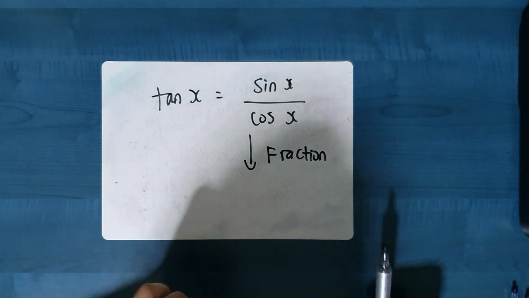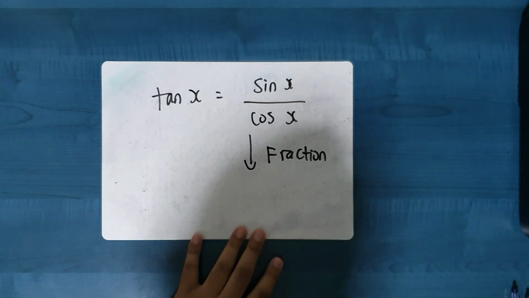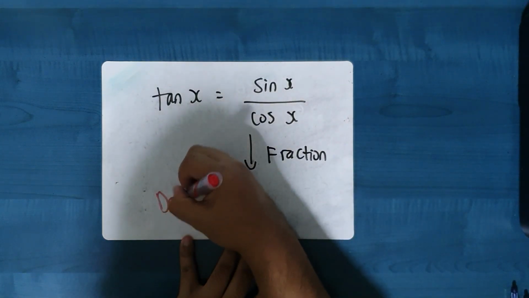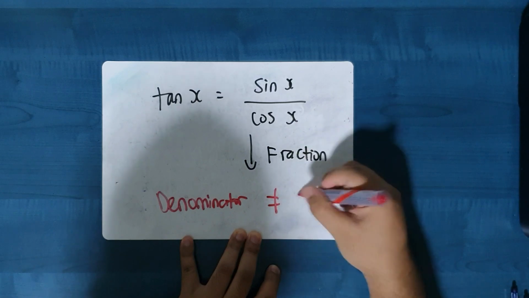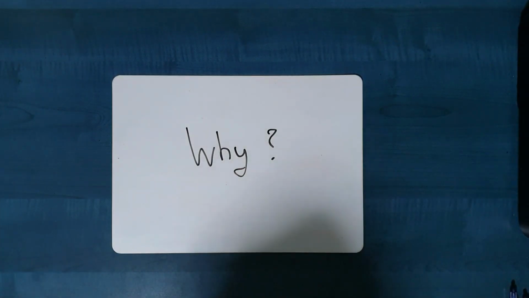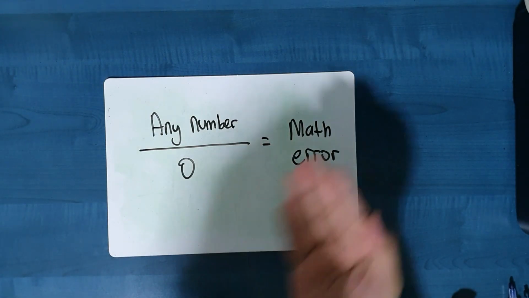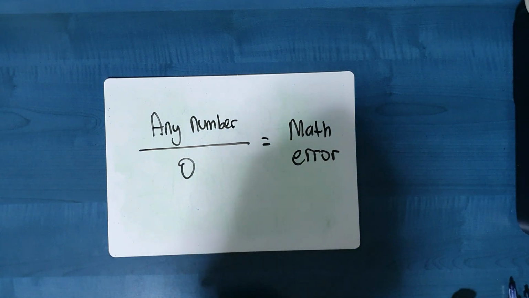Now, there is one condition for a fraction to exist. For a fraction to exist, its denominator cannot be 0. But why? Because any number over 0 will give you a math error. You can try this in your calculator.